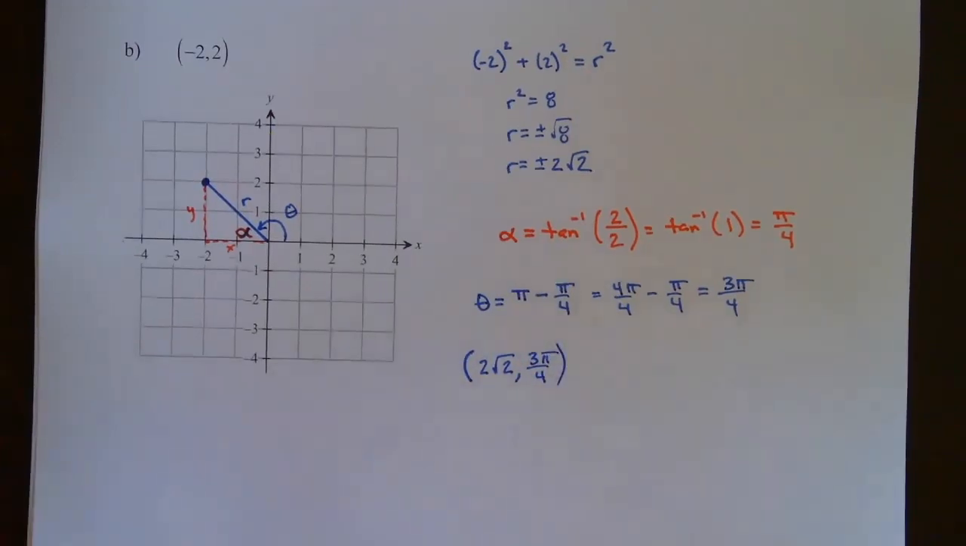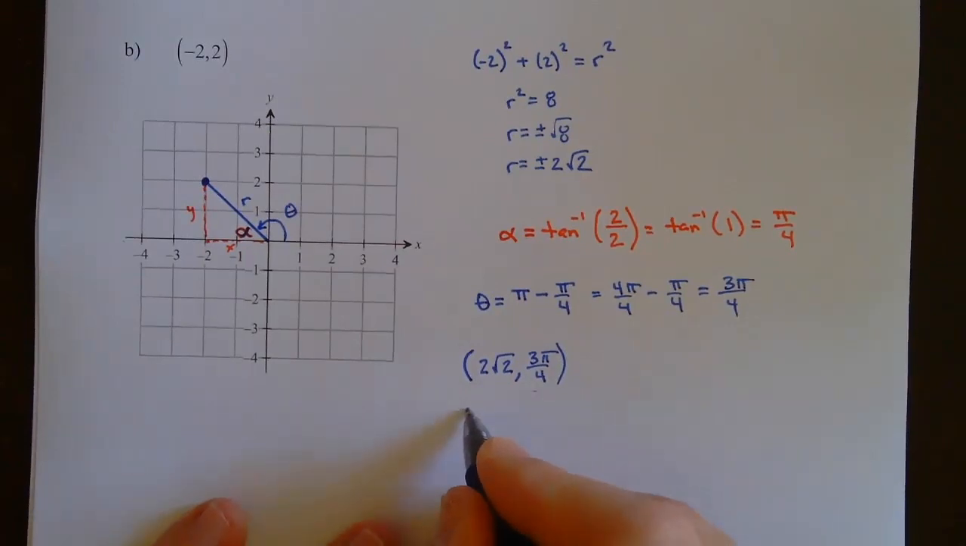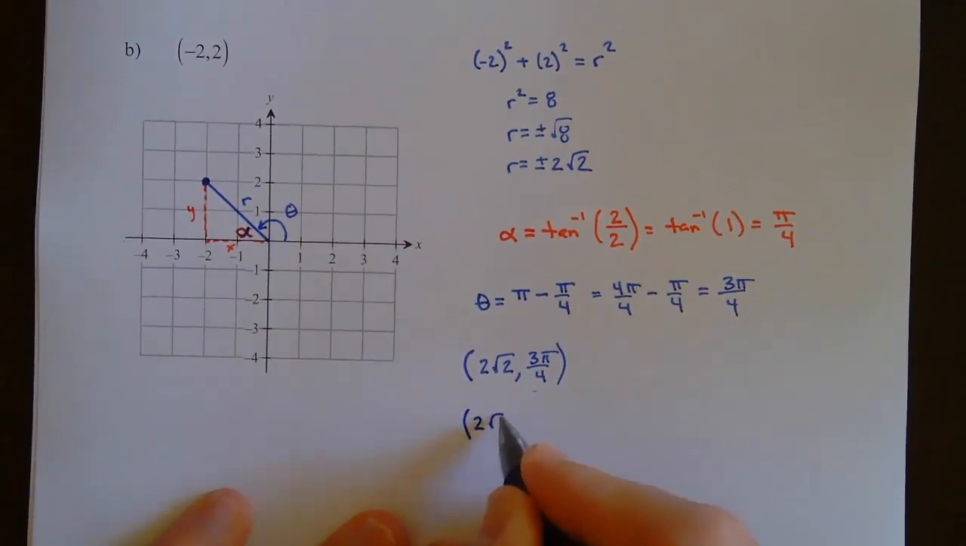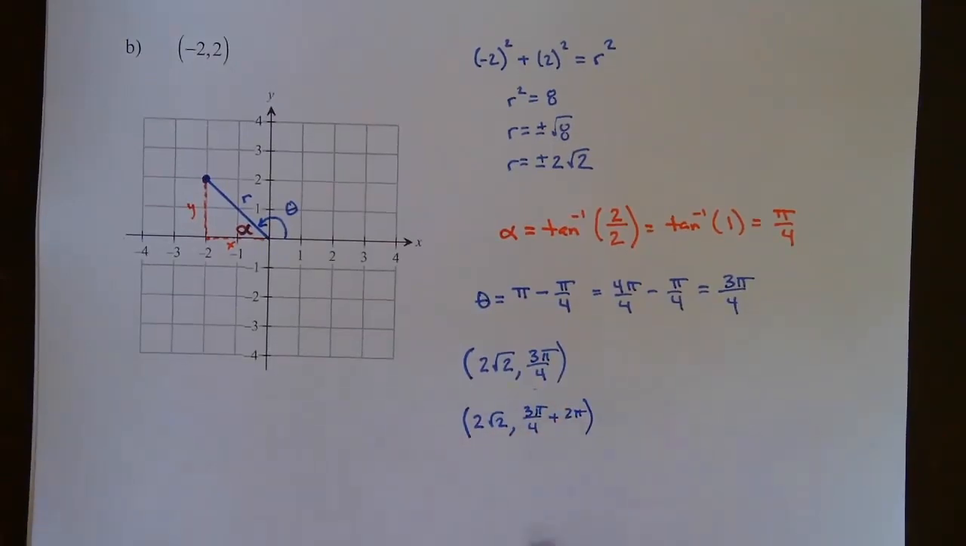And that's the simplest one. We go out a radius and we rotate. Now, I asked you to find 2 different sets of polar coordinates. So you could just add a full rotation to this and you'd have another one. So you could do 2 square roots of 2 and take the 3 pi over 4 and add a full rotation, so 2 pi, and then you'd have another point at the same exact location, because you're just going around more than once.